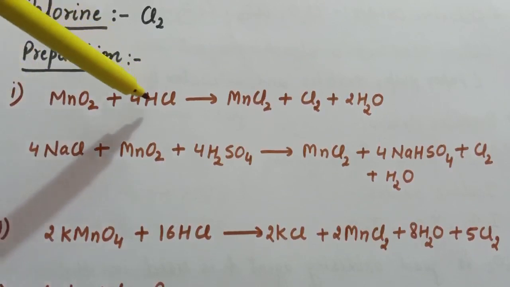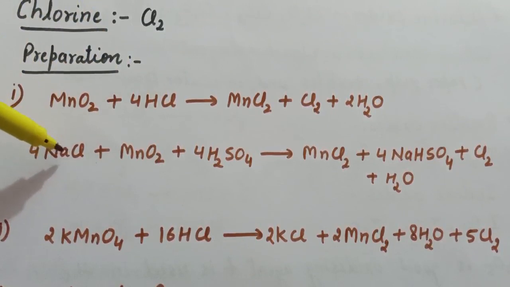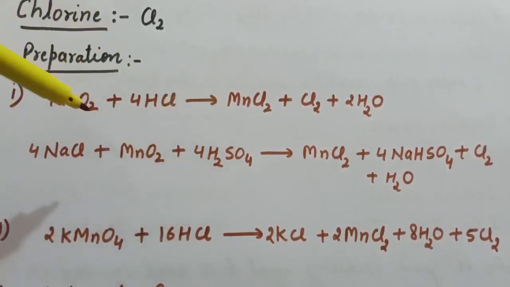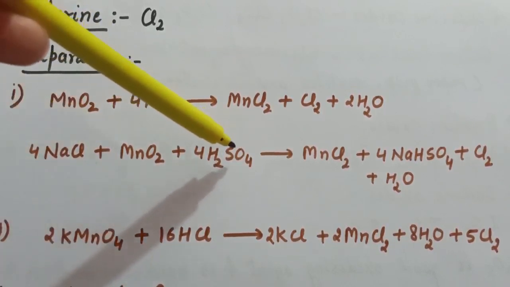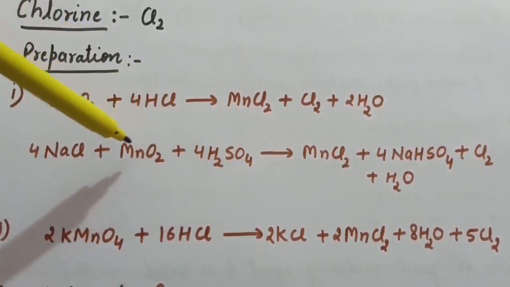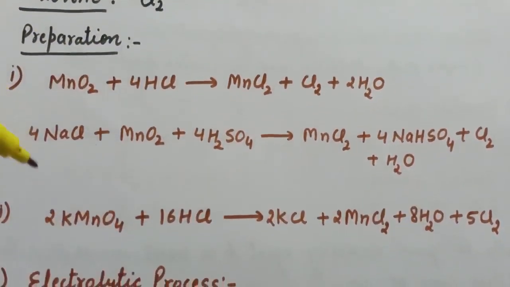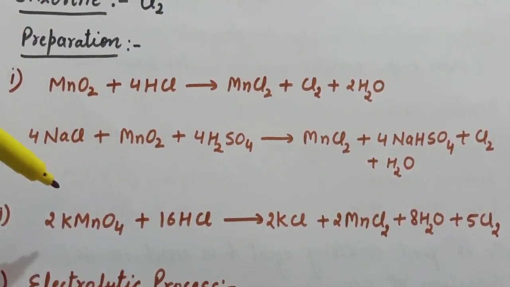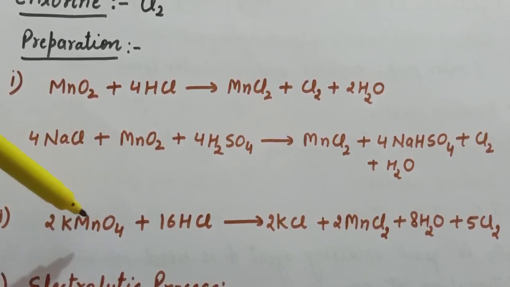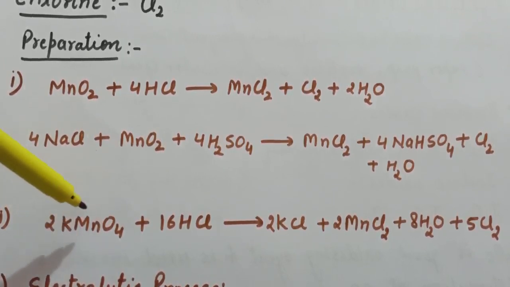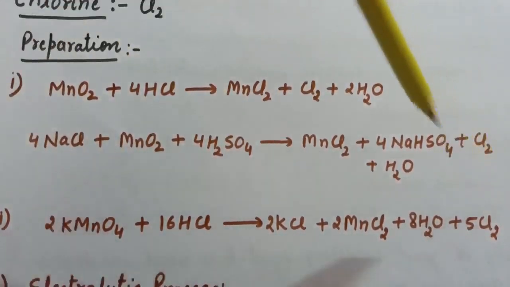Next is in place of hydrochloric acid, we can also use NaCl, that is common salt, along with H2SO4. So if we treat manganese dioxide with NaCl in presence of H2SO4, this is the other method by which we can prepare chlorine. Next is it can also be prepared by the action of hydrochloric acid on potassium permanganate. KMnO4 is potassium permanganate. So when we treat potassium permanganate with hydrochloric acid, here again Cl2 is obtained.